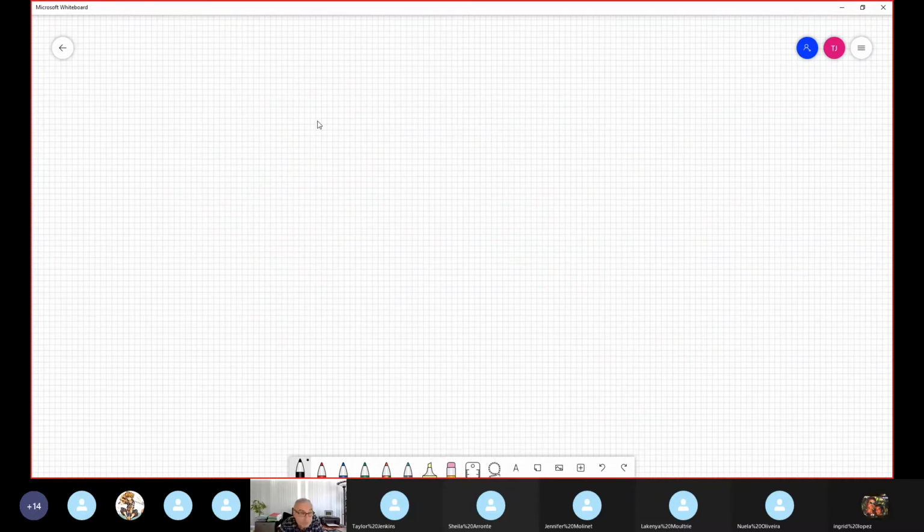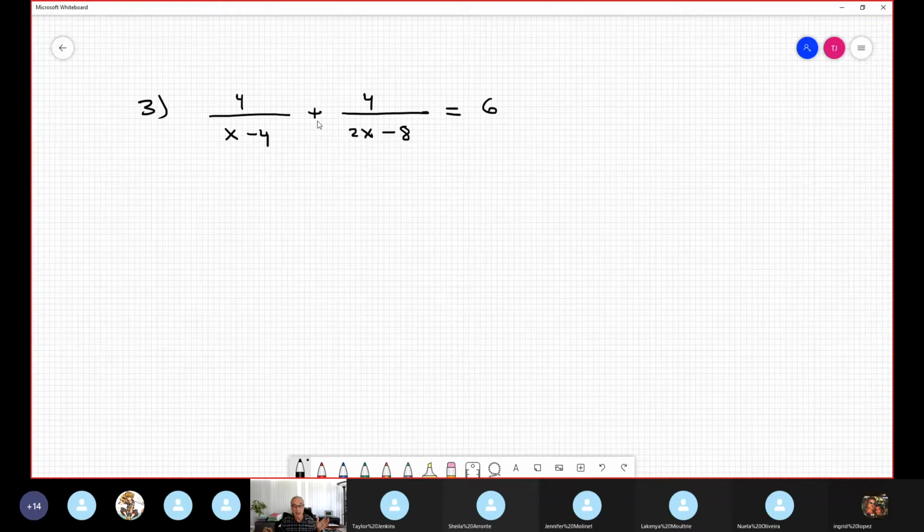Number 3 is 4 over x minus 4 plus 4 again, 2x minus 8 equal 6. Obviously, in this equation we cannot apply cross multiplication because it's not a proportion. Why not? Because there is an addition here, plus. This would require breaking this into fractions. Not good, not possible.